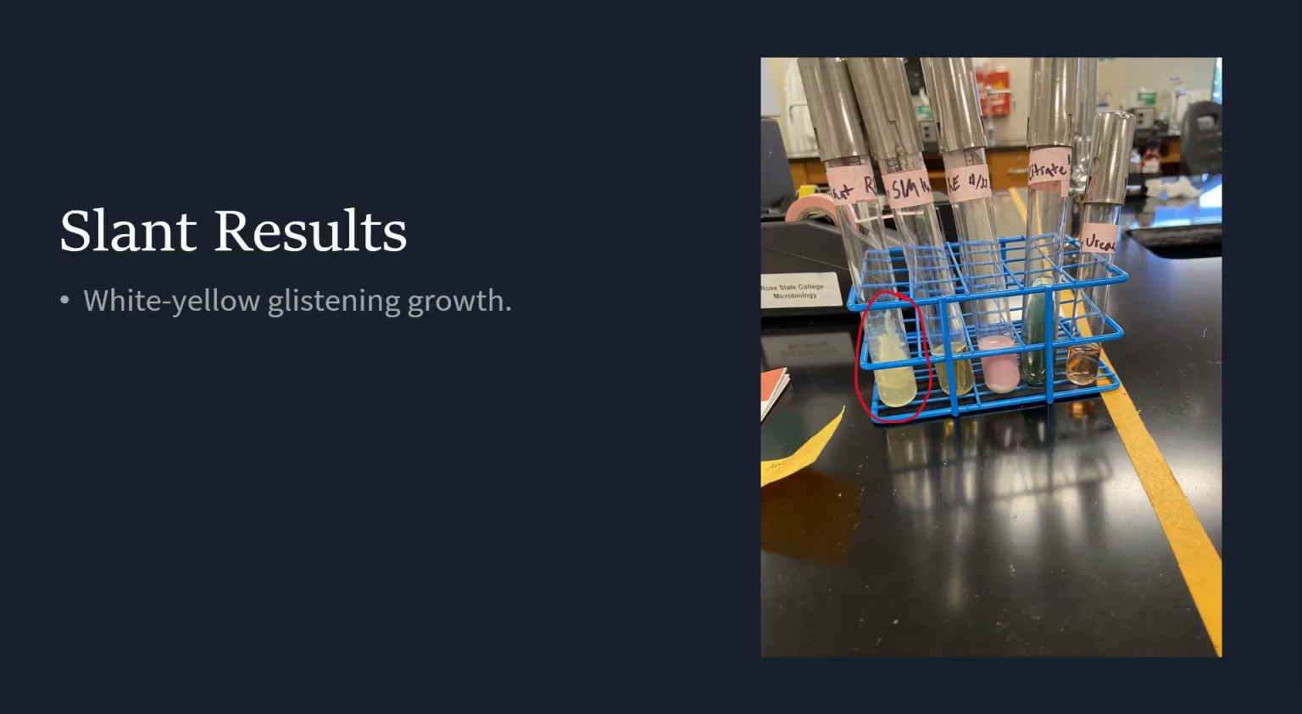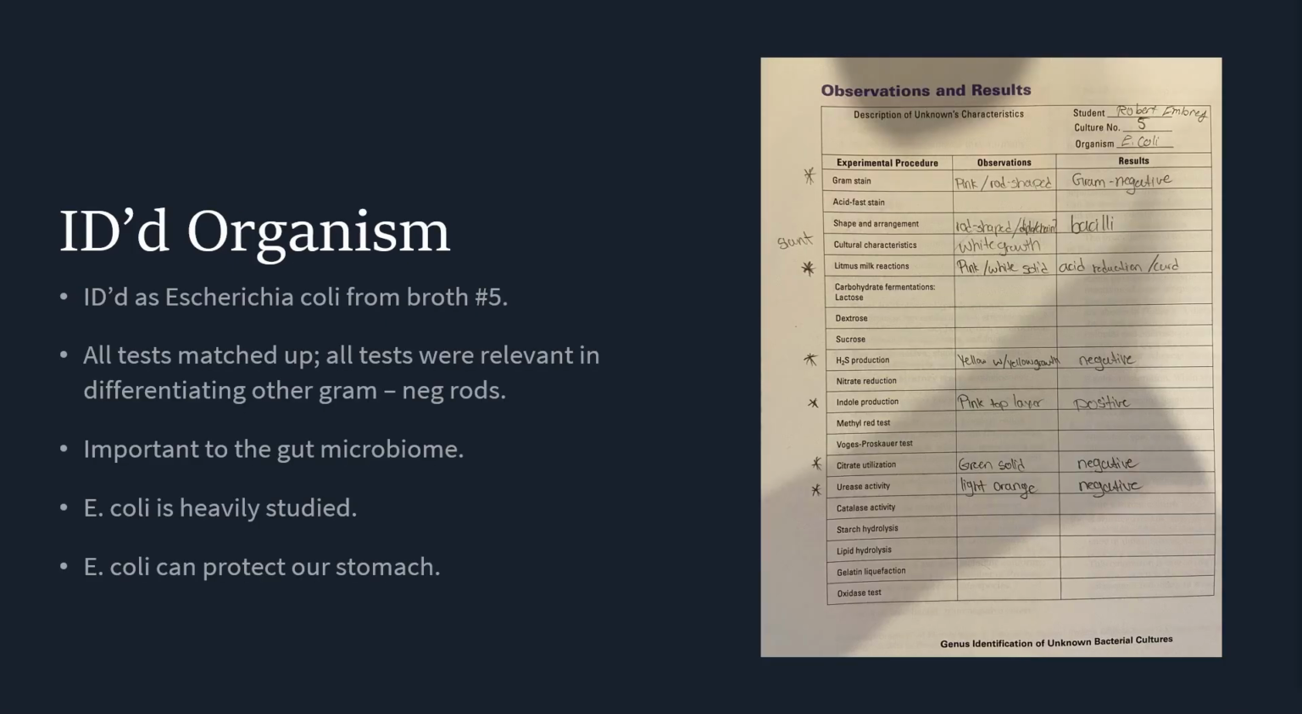And the slants just had a white, yellow, glistening growth, not really too important into identifying my bacteria. And from here, I was able to identify my organism from test tube number 5 as E. coli. On the image here provided, you could see the tests I starred with the results and observations recorded.